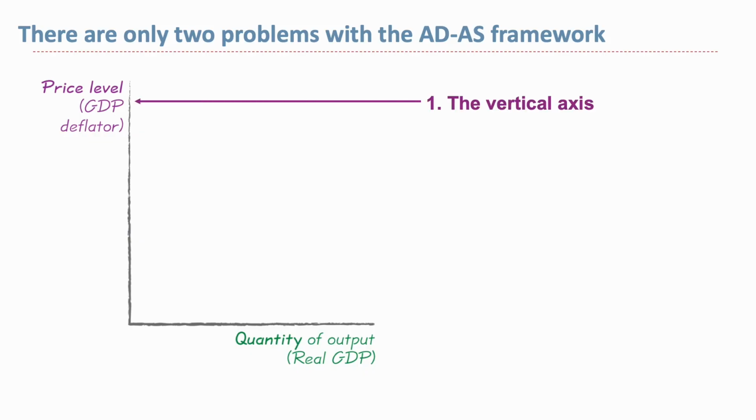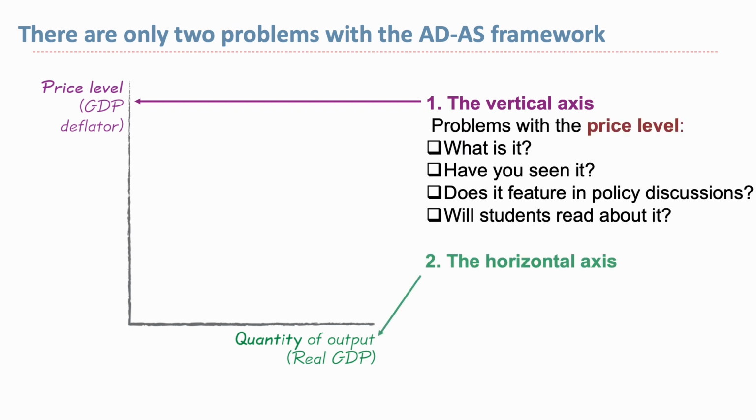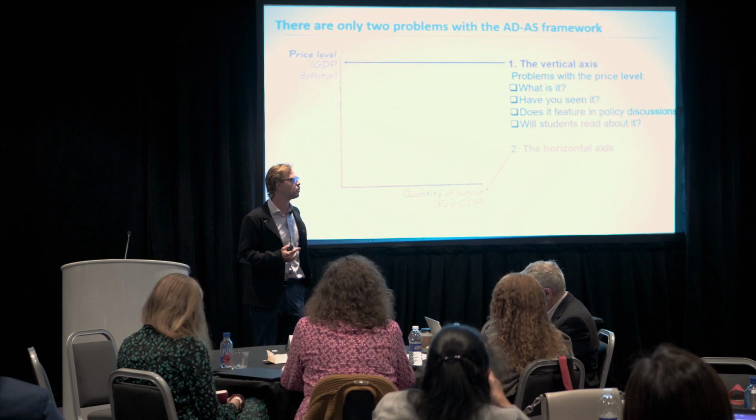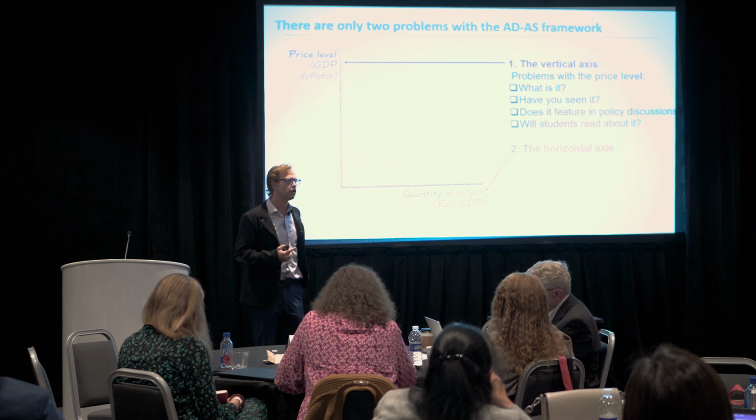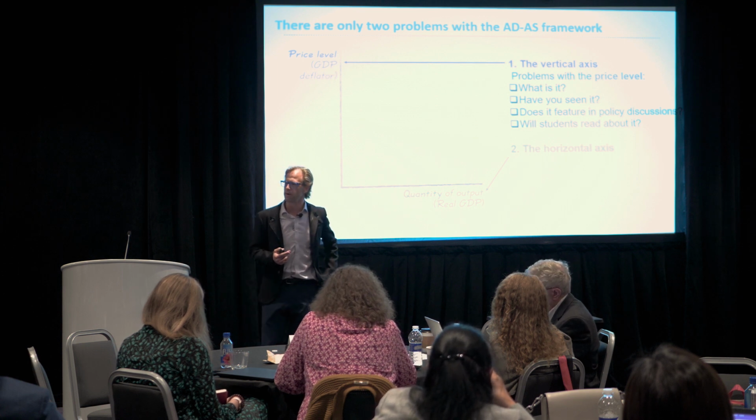I'd like to say there's only 2 problems with AD-AS. It's what's on the vertical axis and what's on the horizontal axis. The problem with the vertical axis is it's the price level. When is the last time anyone ever reported on the price level? Does anyone in this room know what the level of the consumer price index is? Have you ever seen it reported? Have you ever heard Janet Yellen or Jay Powell describe it? In fact, can our students even see the price level?